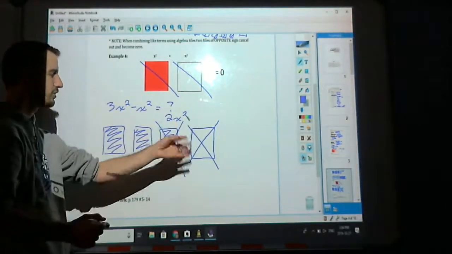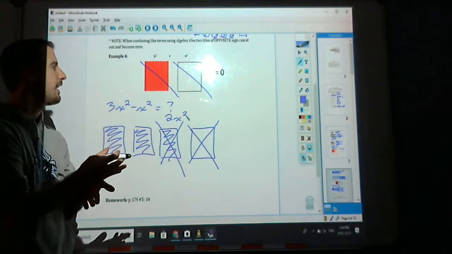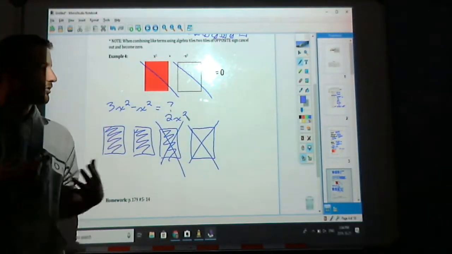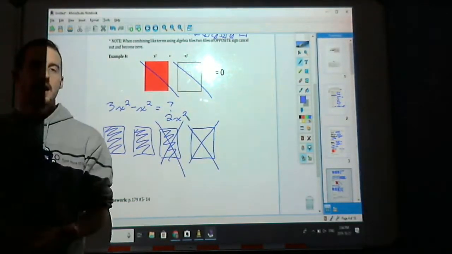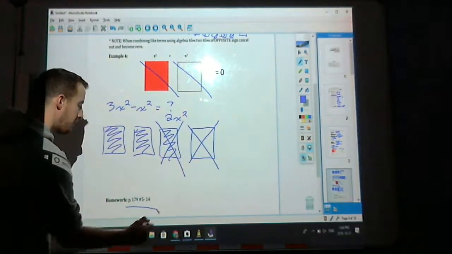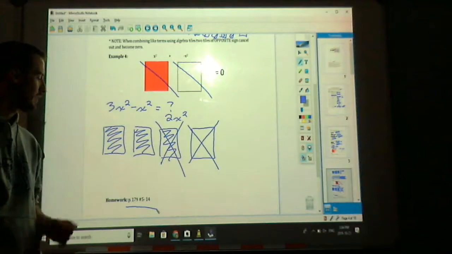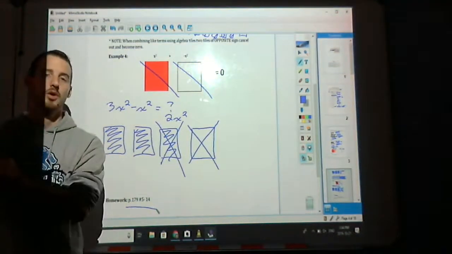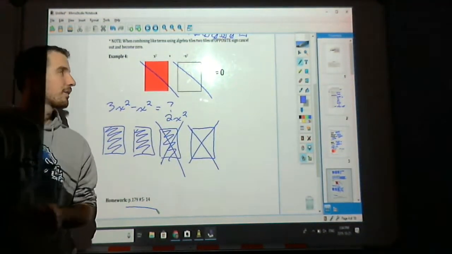So this is a good way of visualizing how our terms cancel out. It's a little more time consuming because we're drawing it, but it is a skill that we should have. That's all I have for lesson 1. Your homework is going to be found in the textbook, page 179, questions 5 to 14. Good luck, and if you have any questions, come see me.